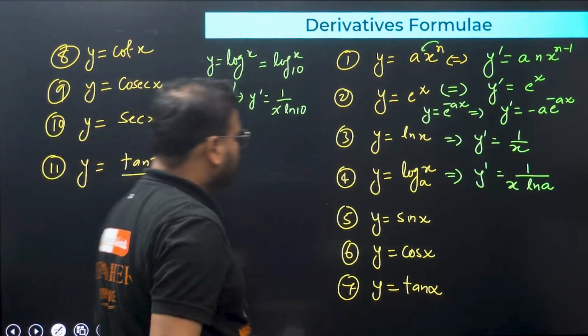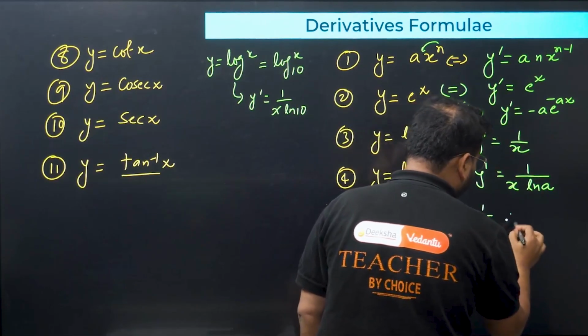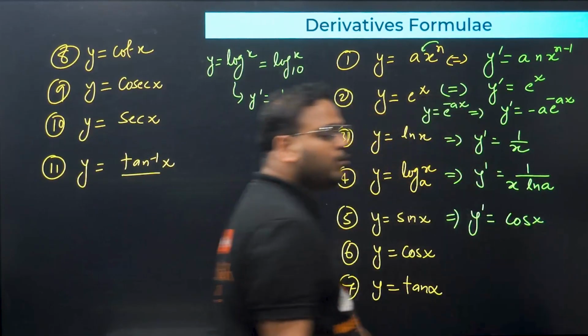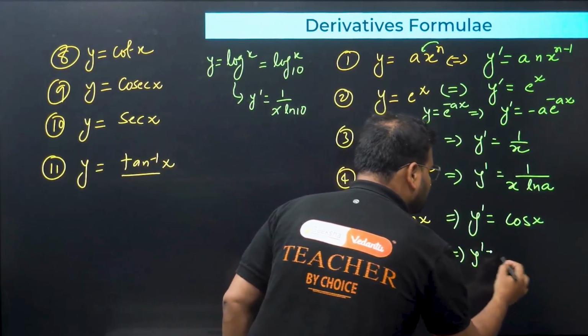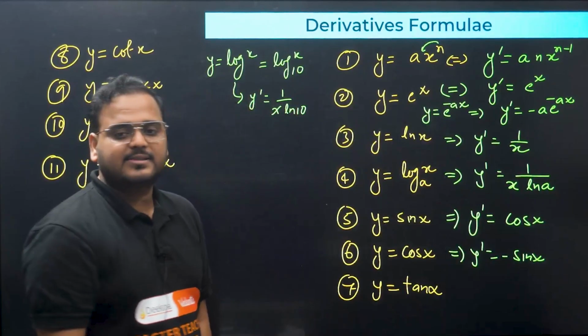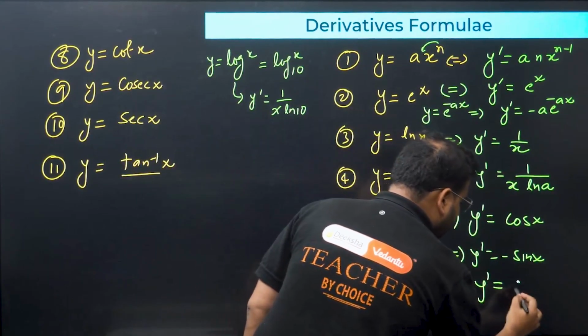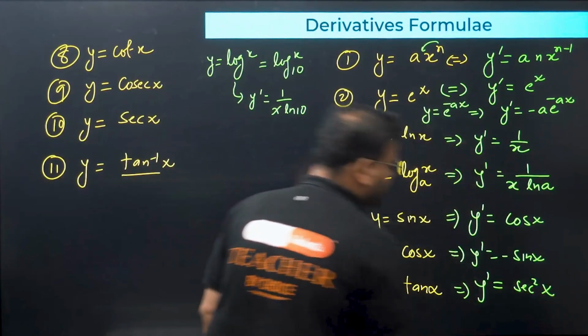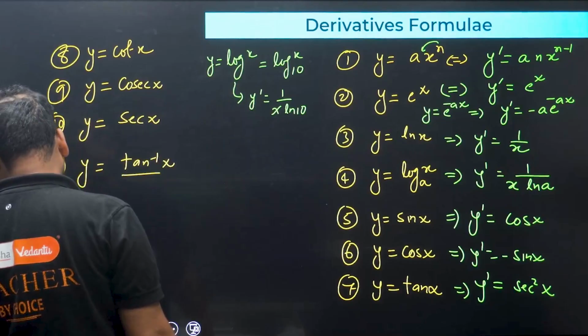Right now, let's continue. y equal to sin x. So y dash will become equal to cos x. What about cos x? So y dash will become equal to minus sin x. How about tan x? For this you'll have y dash equals sec square x. Very, very useful. Use a lot. Let's erase this one and then continue the formulas.